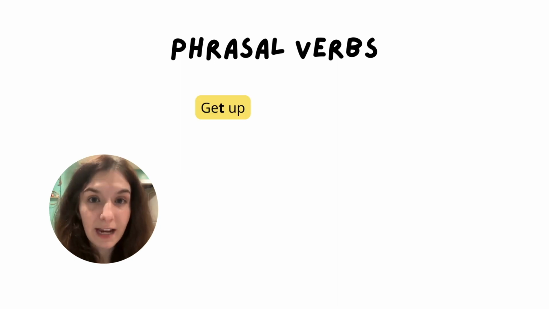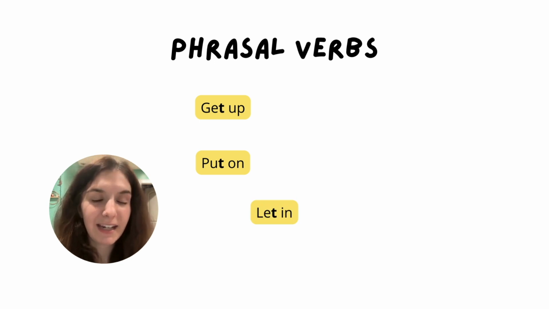So first we have get up. This T is in between 2 vowel sounds, so I'm not going to say get up, but I'm going to say get up with a fast D. Same with put on. This T is in between 2 vowels, so it's going to sound like put on. Lastly, I've included let in. This T is in between two vowels, so it's going to sound like, you guessed it, let in, with a quick D.